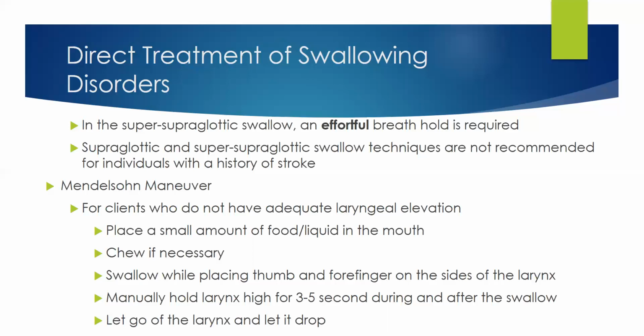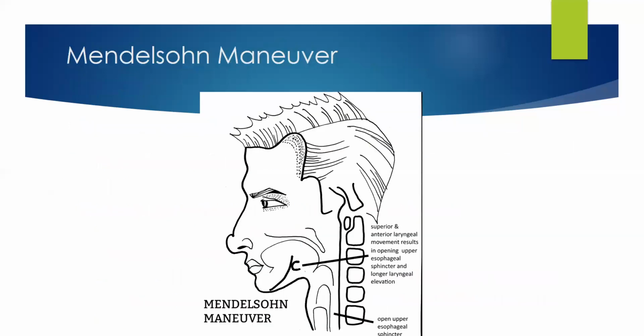Essentially this keeps the upper esophageal sphincter wide open for an extended period of time, and so it allows the pharynx to drain. Then eventually the larynx drops and the patient inhales, or exhales, and by then any residue should have drained out. So here's the Mendelsohn. What we'll notice here is a depiction of the hyoid bone that's held in an elevated position for a few seconds afterwards, with the goal of keeping the upper esophageal sphincter wide open and keeping the hatches battened down on the larynx.